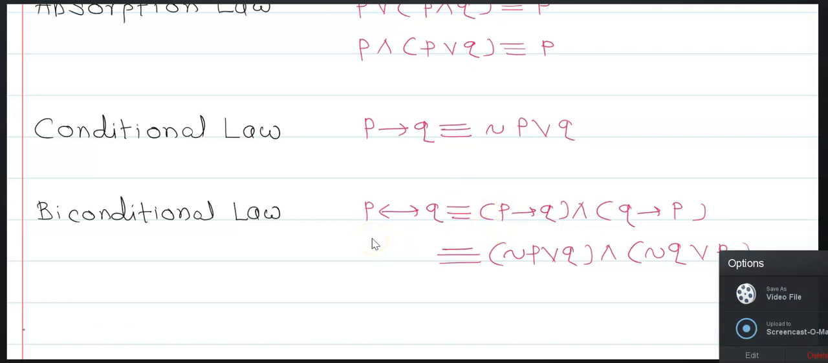Now the double conditional, that is P double implication Q, is P implies Q and Q implies P. But what is P implies Q? P implies Q is nothing but negation of P or Q. And what about Q implies P? Q implies P is nothing but negation of Q or P.